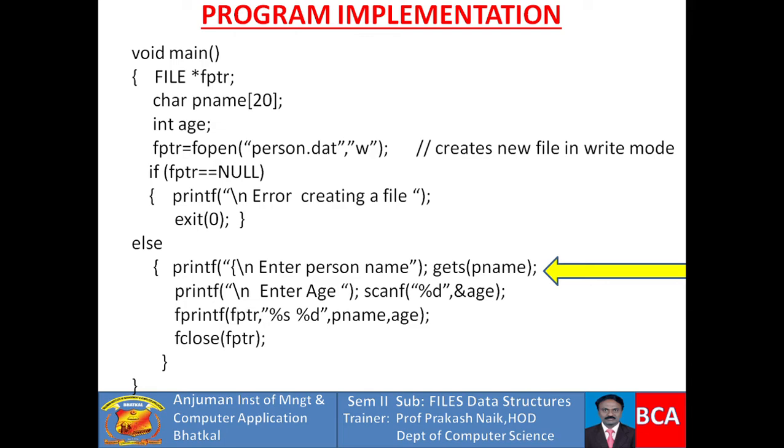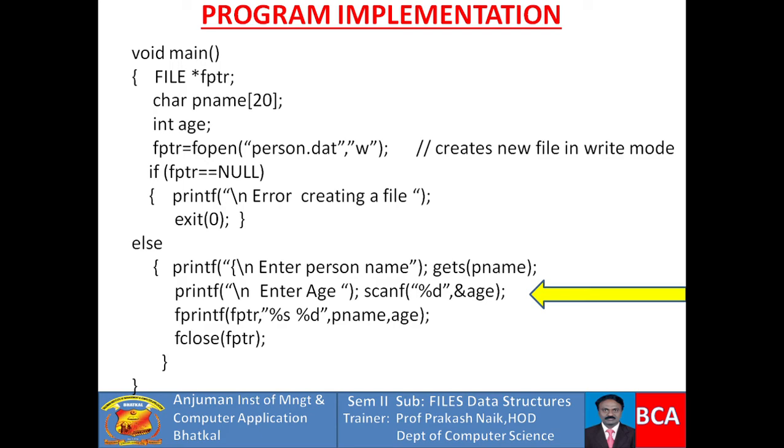If it's not having null, first thing is that it will print a message on the computer screen saying enter person name. What name is entered will be stored to pname. Assume that the name Vijay is entered. That name Vijay will be stored to pname. Next, you will prompt for enter age. So on the computer screen it prints enter age. Assume that I have given 30 as an age. That value 30 is stored to the variable called age.